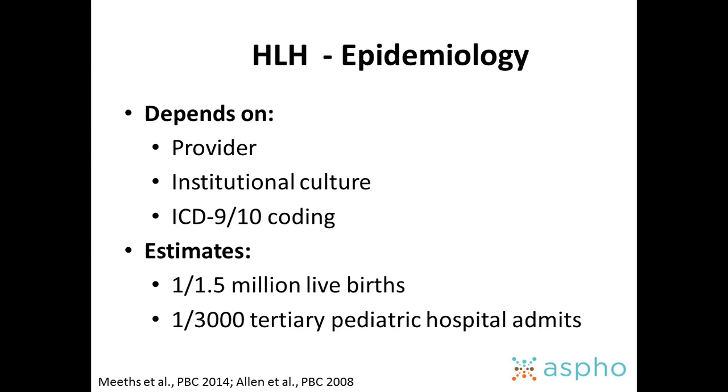And epidemiology is sort of all over the place. I think it depends on your provider, it depends on institutional culture. If Hem-Onc gets the consult first, or rheumatology, whether it's going to be HLH or macrophage activation syndrome, it depends on coding when you're doing research. I think we still really haven't defined what HLH is. I don't think we all think the same thing when we say the words HLH. But anyway, with all those caveats, it's about 1 in a million live births, and we estimate that about 1 in 3,000 admits to our hospital meet criteria for HLH. So we see about 15 or 20 a year.